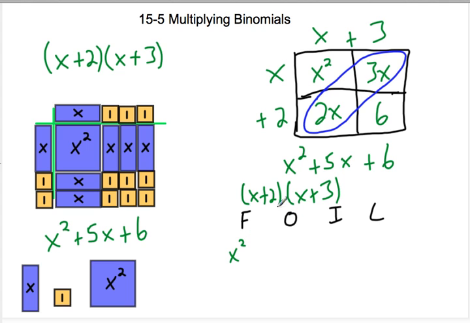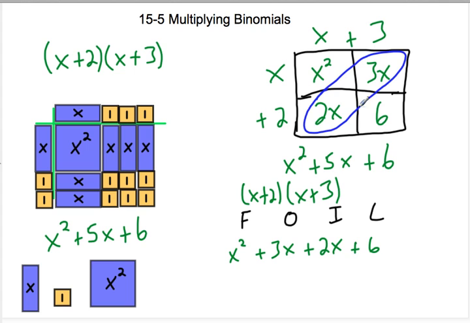The outers represent the outside numbers and or letters in each binomial. So x times 3, and that's positive, so we put plus 3x. Then I stands for inners, so the inside numbers of each binomial, so 2 and x. Again, that's positive, so we put plus 2x. And L stands for lasts, so the last numbers in each of the binomials, 2 and 3, becomes 6.